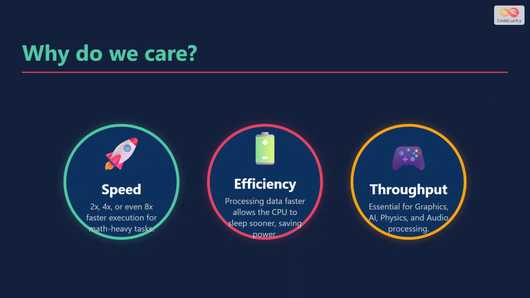So why is this important? The primary benefit is speed. Vectorized code can be 2 to 8 times faster for math-heavy applications. It also improves power efficiency because the CPU can finish the work faster and go back to an idle state. This is absolutely critical for performance-intensive fields like game development, audio processing, and scientific simulations.